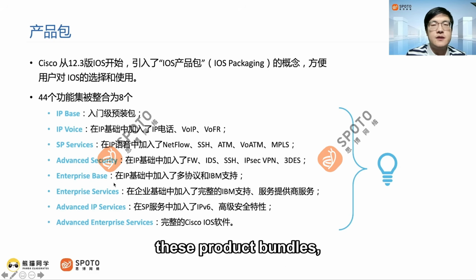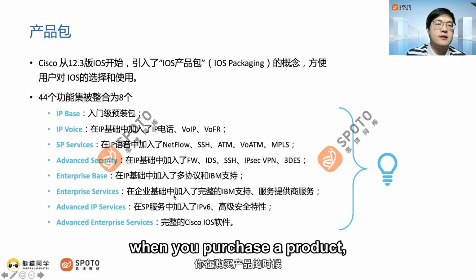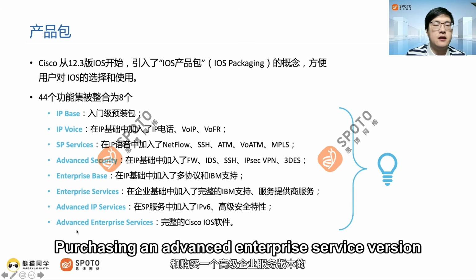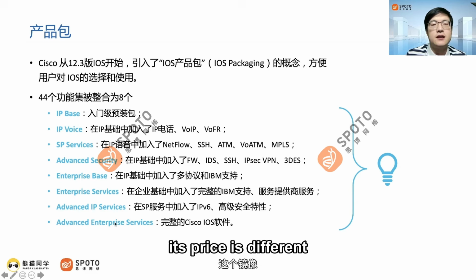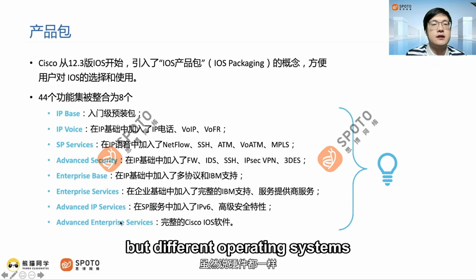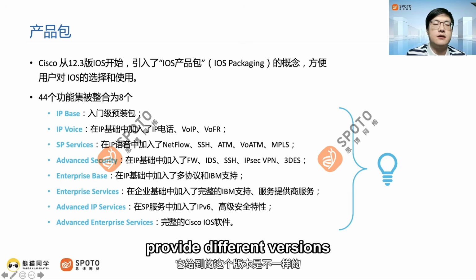These feature packages are product bundles. When you purchase a product, you can choose. For example, buying an IP Base image versus an Advanced Enterprise Services version, the price is different, although the hardware is the same, but different operating systems provide different versions.